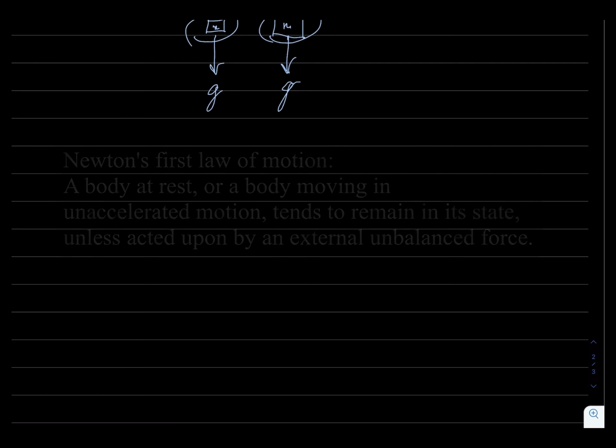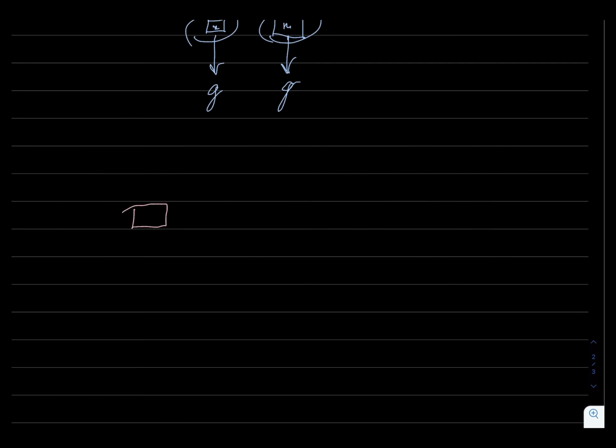So what are we saying? If a body is sitting at rest and there is no force on it, or if there are forces on it but the forces are equally balanced and there's no net force, then the body will remain at rest. Or if the body is moving at a constant velocity in some direction and there are no unbalanced forces on the body, it will just keep moving in that direction at the same velocity.